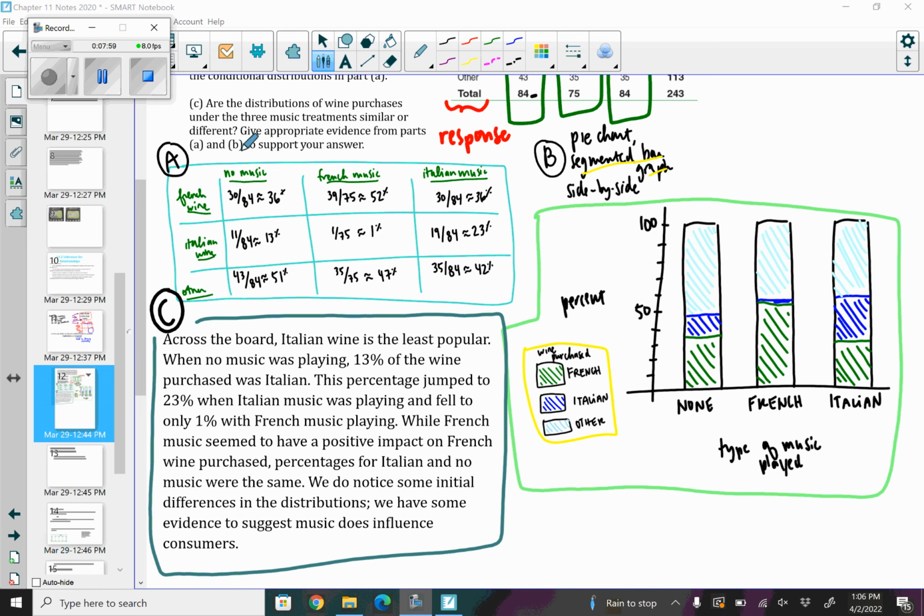This information tells us that we notice there are some initial differences in these distributions, and we have a little bit of evidence to suggest that music does influence customers. We can't say for certain, just from our numbers, that music does impact, because of course the question is always, is it possible that they are being influenced by something other than this explanatory variable here? Or is it really that the music is impacting them? That question is going to be answered with a chi-squared test, and we will talk about that in class next time I see you. Have a good rest of your day whenever you watch this.